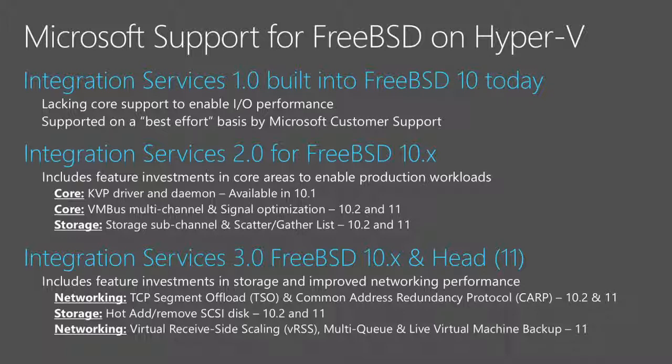We did, on the storage side, we enabled hot add and remove SCSI. And then on the networking side, we did some more stuff. We did VRSS. So VRSS basically spreads the networking load across multiple CPUs. And we did multi-queue, which takes advantage of the multi-channel support in VM bus and support for live virtual machine backup. So we're going to continue to iterate on BSD integration services, but again, really focused on enabling those appliance scenarios on the private cloud and the public cloud going forward.